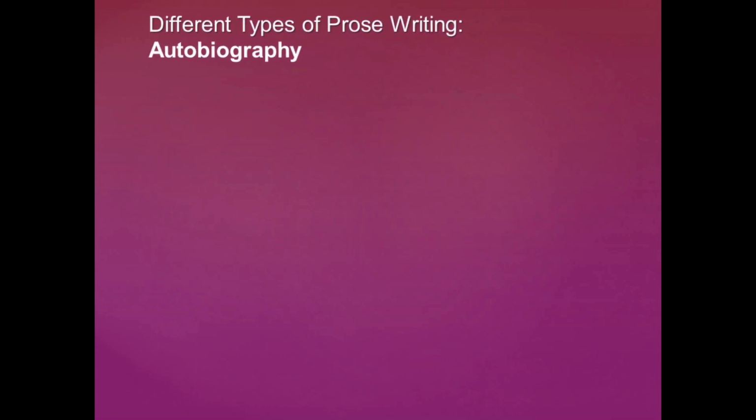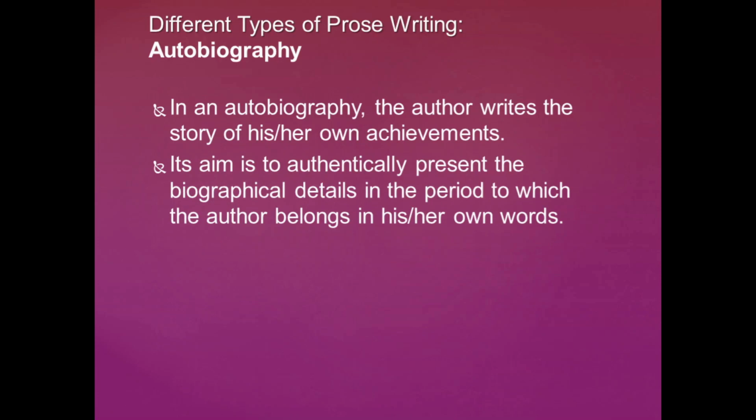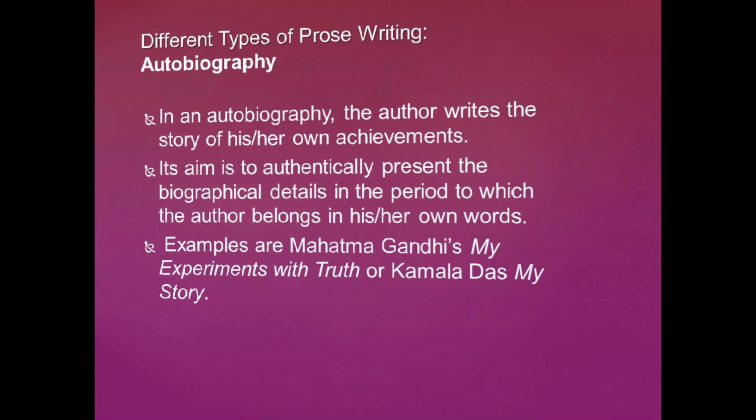Autobiography is the next type of prose writing. In an autobiography, the author writes the story of his or her own achievements. Its aim is to authentically present the biographical details in the period to which the author belongs in his or her own words. Examples of autobiography can be Mahatma Gandhi's My Experiment with Truth or Kamala Das' My Story.